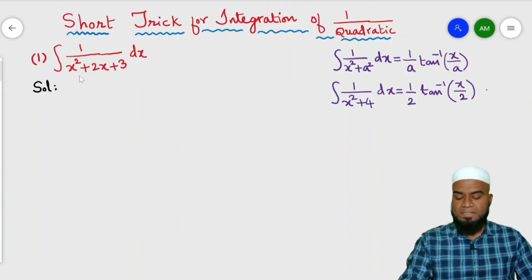That is, if the question is integral 1 by x square plus 2x plus 3, something like this, 1 upon some quadratic is given, then how to evaluate the integral. We already know that the integral of 1 by x square plus a square is given by 1 by a tan inverse of x by a. For example, suppose the given integral is integral 1 upon x square plus 4 dx, then by using this formula the value of this integral will be 1 by 2, because in place of a square we can write 2 square, and we will get 1 by 2 tan inverse of x by 2, right.